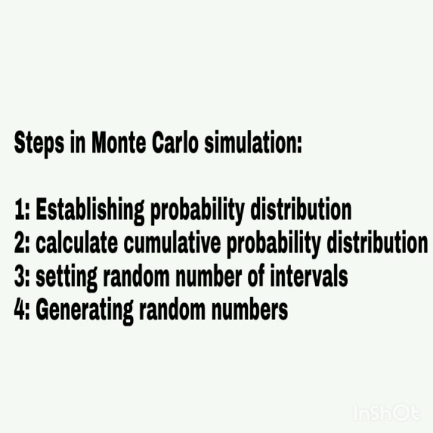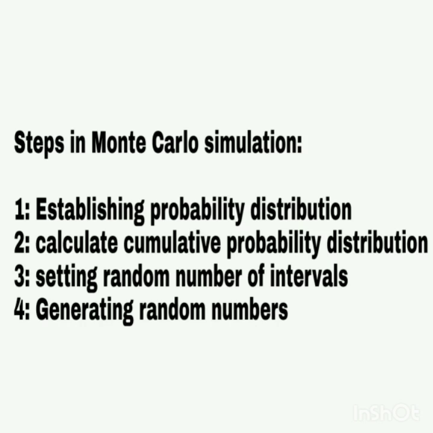Okay, next we will go to the Monte Carlo simulation steps, and how these steps are important to analyze the data. The first step is establishing probability distributions. It performs risk analysis by providing models of possible results by substituting a range of values, a probability distribution, for any factor that has inherent uncertainty. The second step is calculating the cumulative probability distribution. It calculates results over and over, each time using a different set of random values from the probability functions.